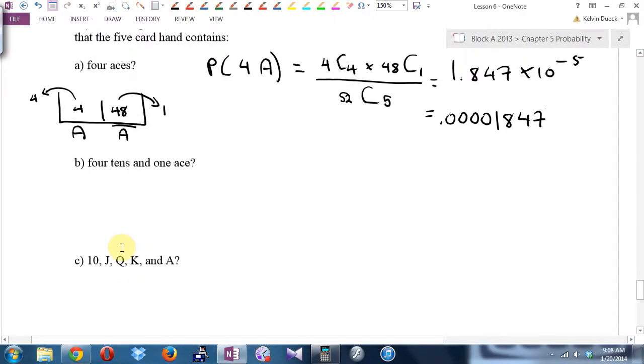B, 4 tens and 1 ace. Now this is 4 of a kind, just like A, except I added one more condition. I said, oh, and I'm also going to tell you what card I want that last card to be. 4 tens and 1 ace. How many cards are we choosing? Grand total? Bucket. What's my bucket going to look like here? Aces, tens, and others.